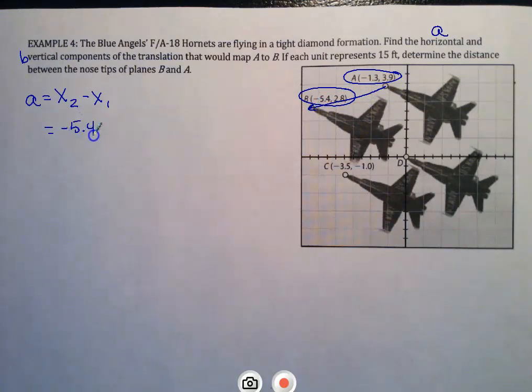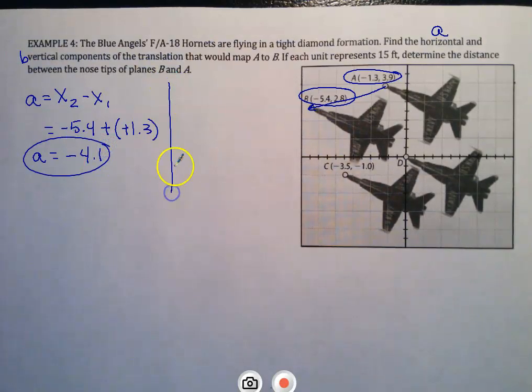Negative 5.4 minus, what's my X sub 1? Not 1.3. Negative 1.3. All right, so what's my A then? Negative 5.4 minus negative 1.3. Nope. Because this is addition, right? Minus a negative changes this to a positive. Oh, yeah, that's right. So now you really just need to subtract those. Negative 4.1. Good, Lucas.